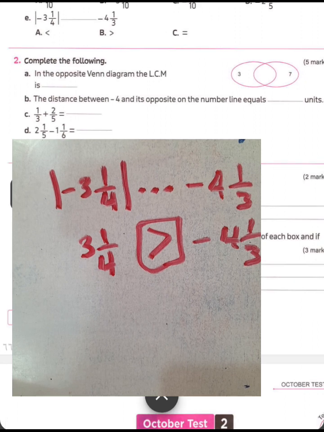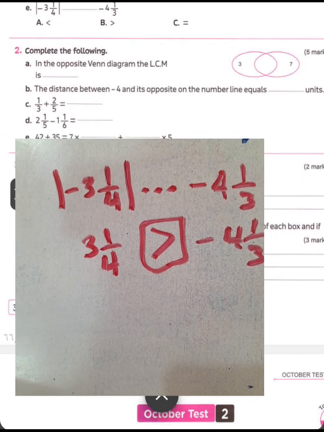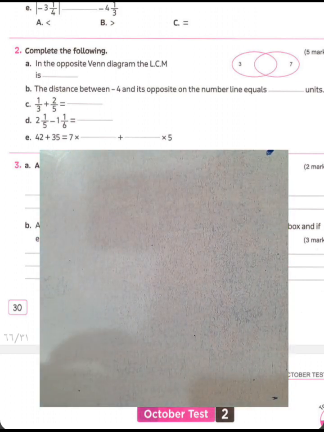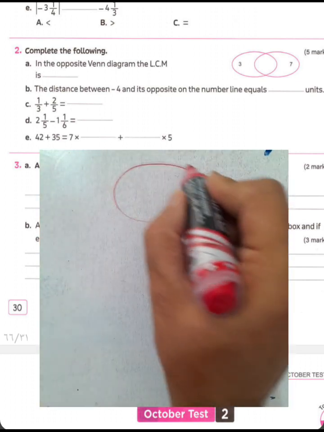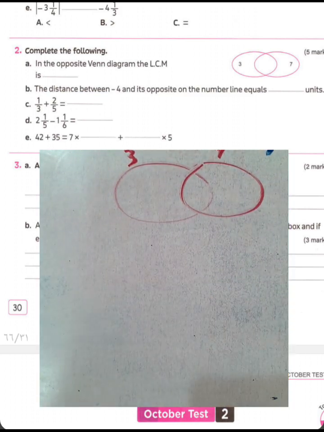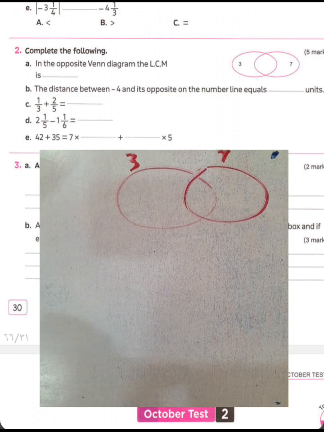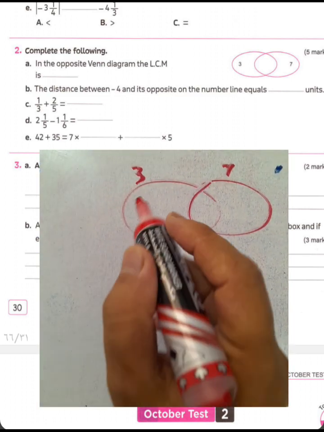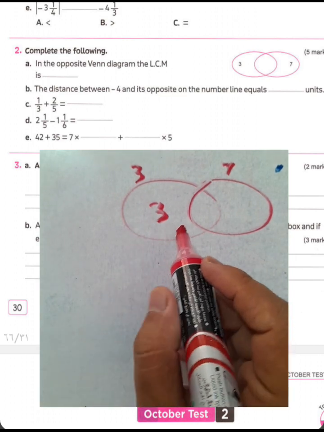Question number 2. Complete the following using the Venn diagram. The least common multiple will be what? We have two numbers here, 3 and 7. The first number is 3 and the second number is 7. Both are prime numbers. Here 3 and here 7.